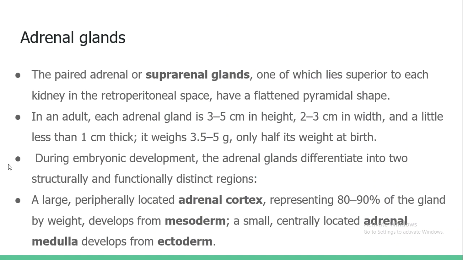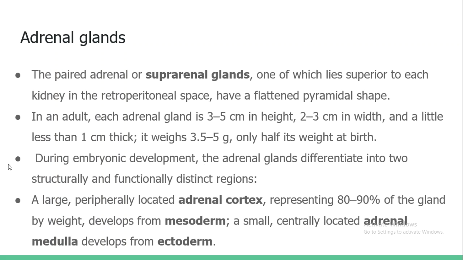Endocrine glands. The paired adrenal or suprarenal glands, one of which lies superior to each kidney in the retroperitoneal space, have a flattened pyramidal shape. In an adult, each adrenal gland is 3 to 5 centimeters in height and 2 to 3 centimeters in width, and a little less than 1 centimeter thick. It weighs 3.5 to 5 grams, only half its weight at birth.